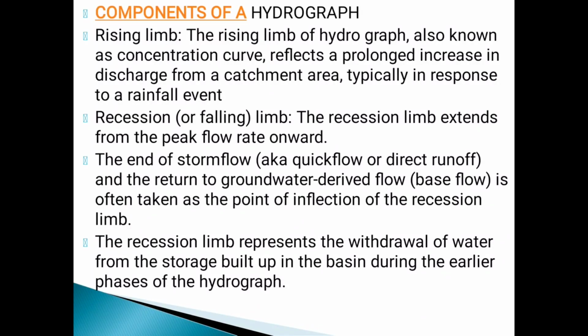Next, recession or falling limb. The recession limb extends from peak flow rate onward, the end of the storm flow, quick flow or direct runoff, and the return to groundwater derived flow. Base flow is often taken as a point of inflection of the recession limb. The recession limb represents the withdrawal of water from storage built up in the basin during the earlier phases of the hydrograph.